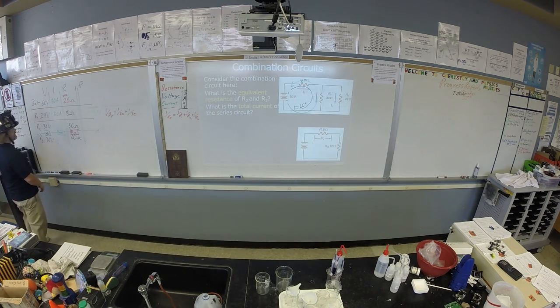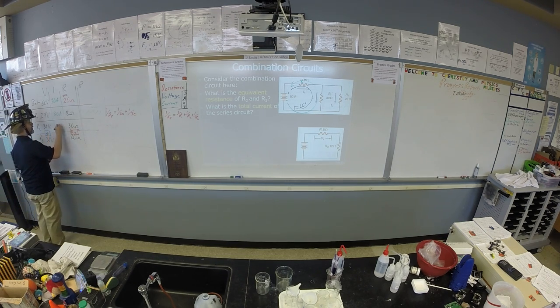36 divided by 30 is going to give you the current. 36 divided by 20 is giving you the current. You want to go ahead and do those? 1.2 and then 1.8. 1.2 amps and 1.8 amps.